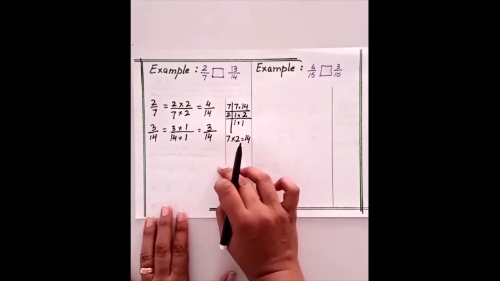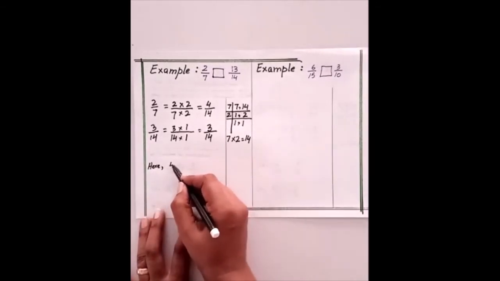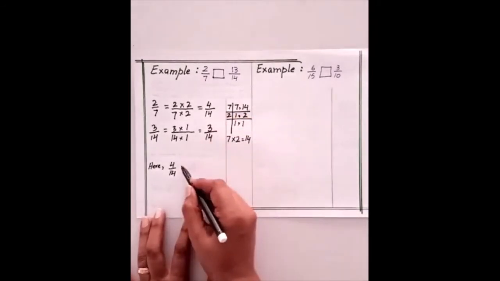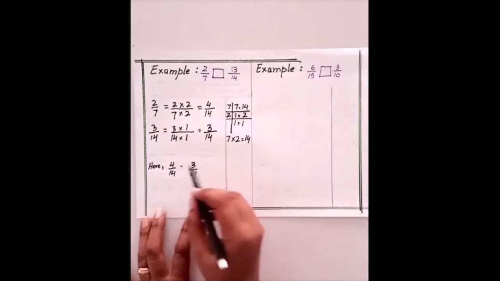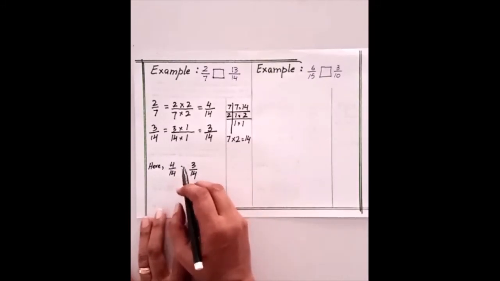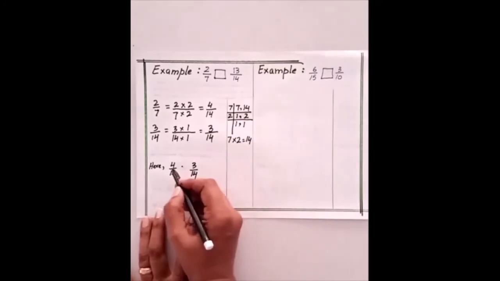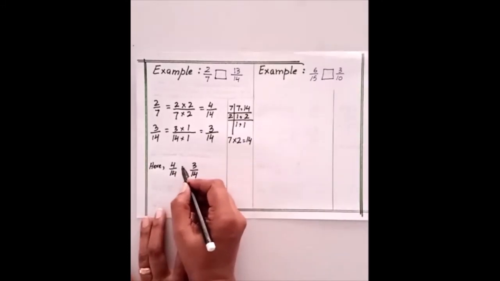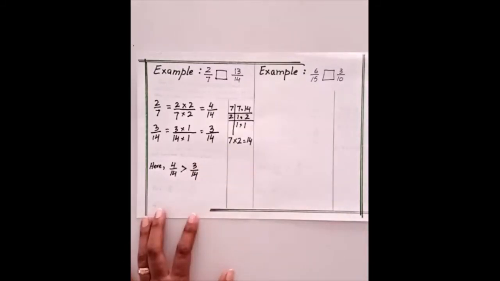So just compare the numerators. Here what we found here, 4 upon 14 and 3 upon 14. Now we will compare the numerator. Which numerator is greater? 4. 4 is greater, so we will put the sign of greater over here.